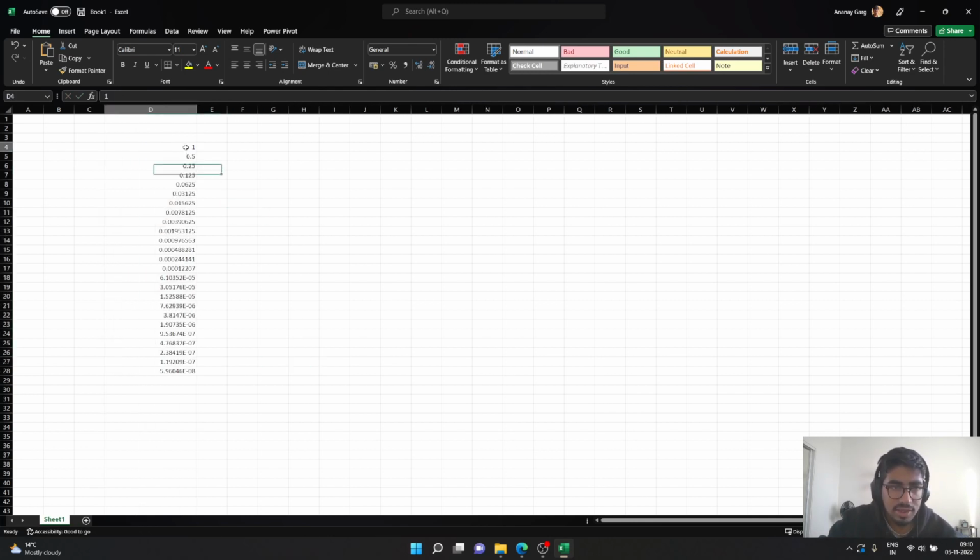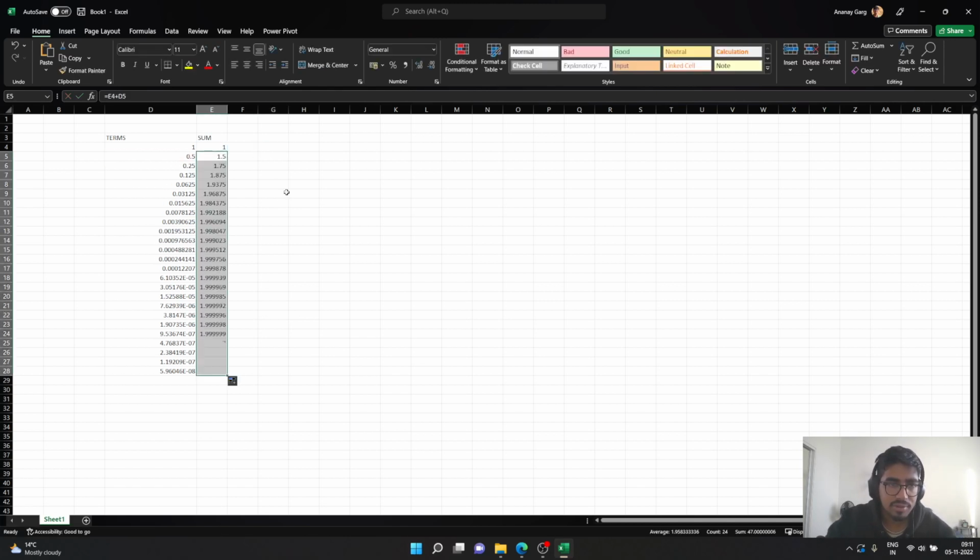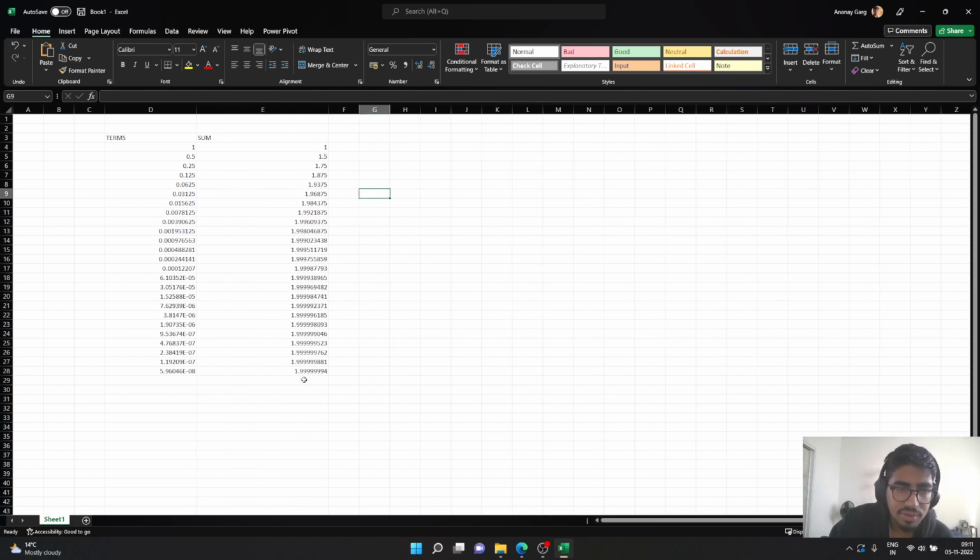So these are the numbers that we are getting, right? 1 half and then it is becoming smaller. Now this is our sum column. These are our terms, and this is the sum. The sum is just the above sum plus this term. So this is what we have done basically. And you can see that because there is not enough precision, it is slowly getting higher and then it is becoming this, right?